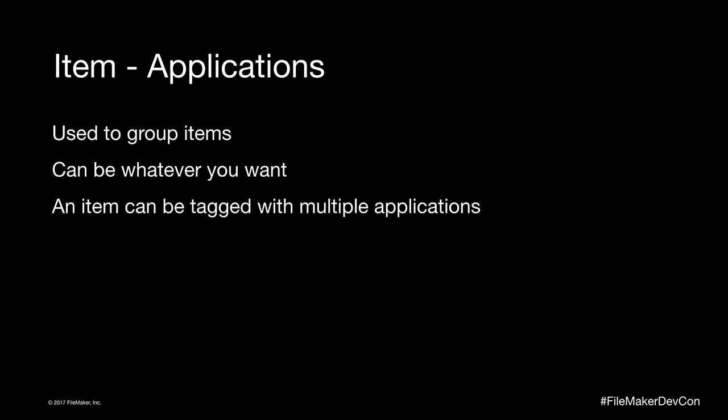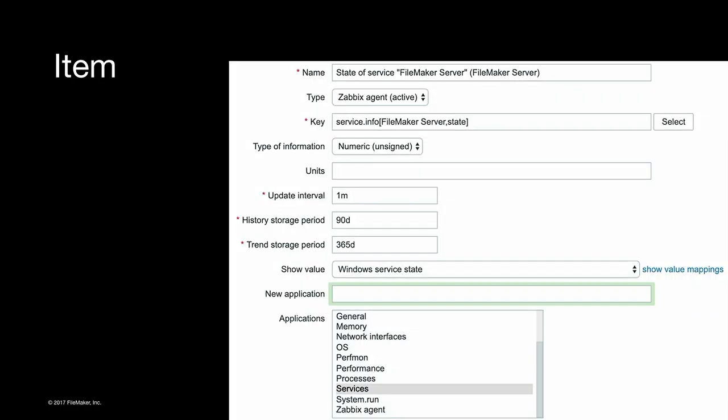An item gets assigned an application, and that's a bit of a misnomer because an application really is a category. It's a tag. It's a name that you give it so that you can group them. You see some examples there. It makes it easy when you look at everything that you collect. As you can imagine, if we have 160 data points for a FileMaker server, you want to quickly zoom into the things that have to do with, say, processor, right? So that would be a tag that you assign to an item.